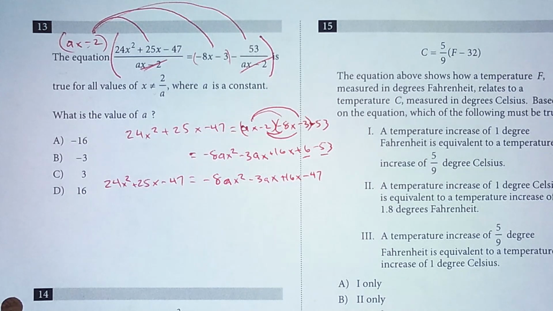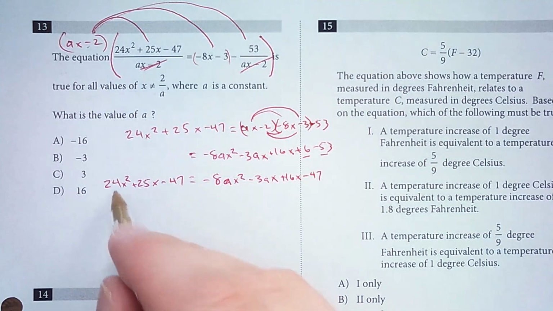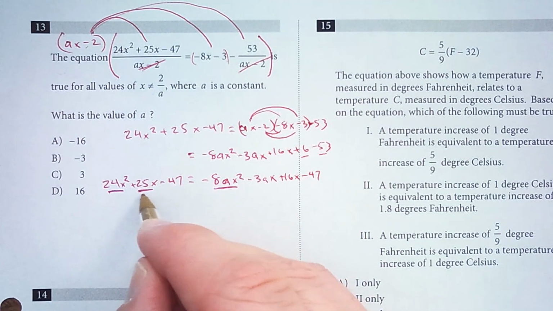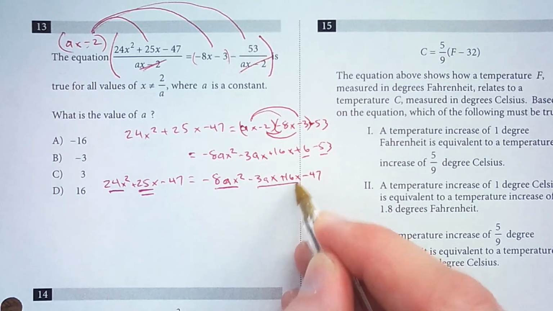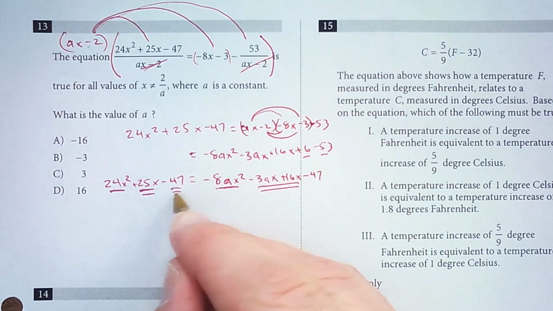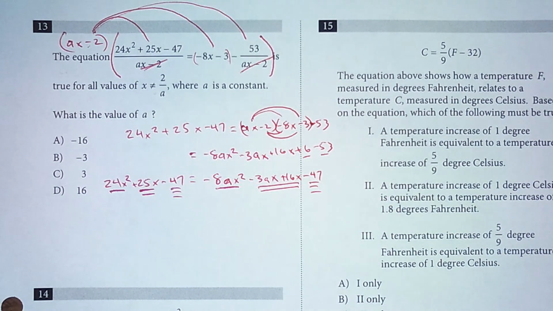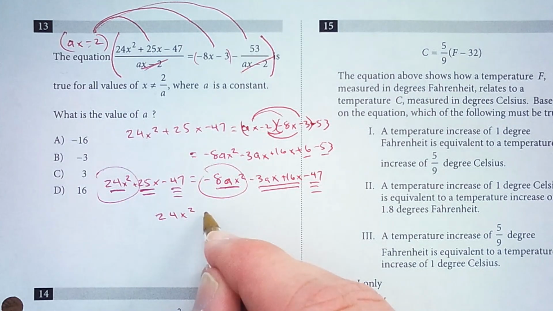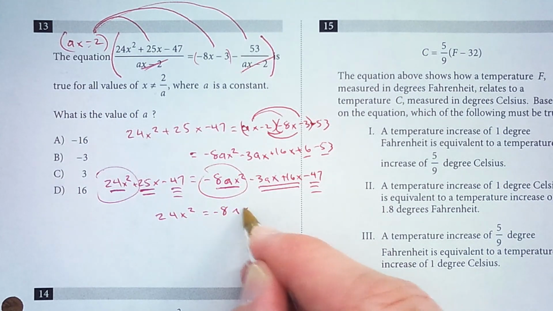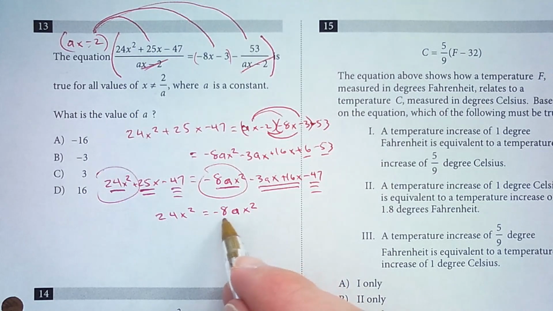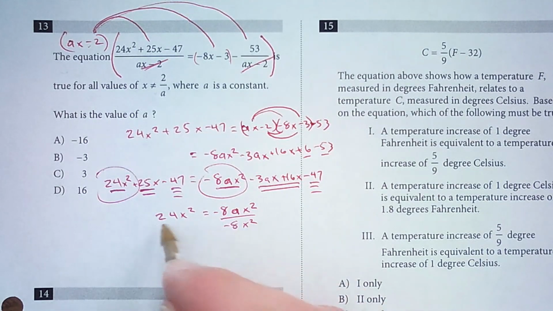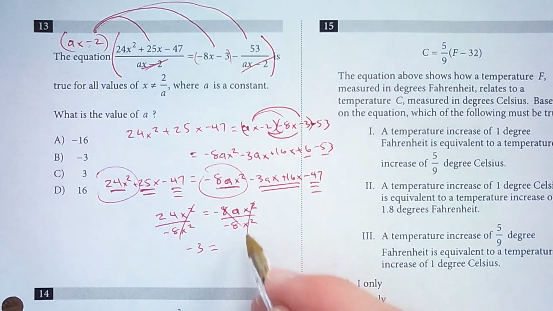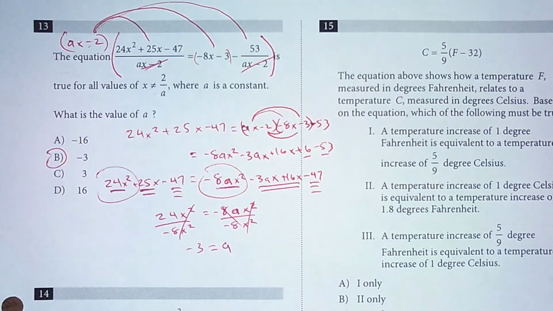Now there are corresponding elements on each side that are going to be equal. The x squared term is going to equal this x squared term. The x term is going to equal these two x terms combined, and then the -47 equals -47. Now I can use these to solve for a. 24x squared equals -8ax squared. To get a by itself, I can divide by -8x squared, and I get -3 equals a. Option B.